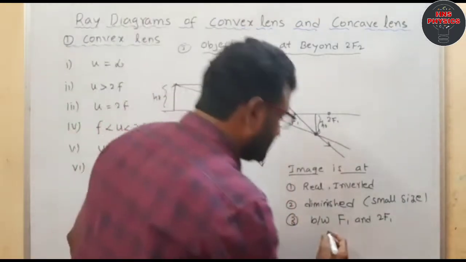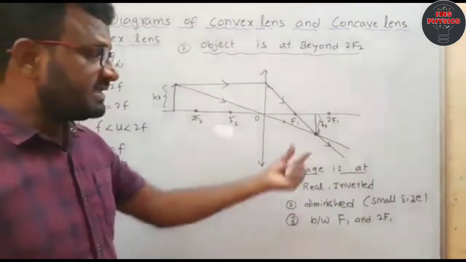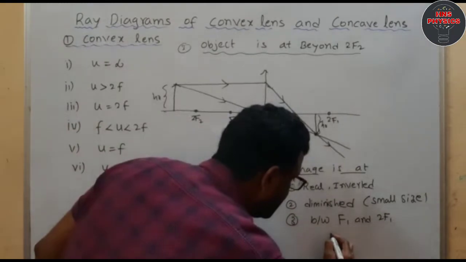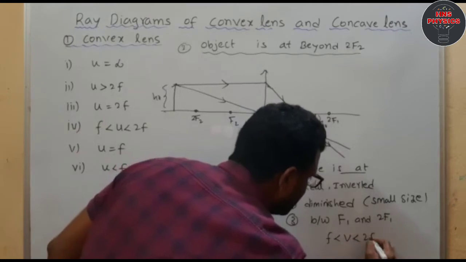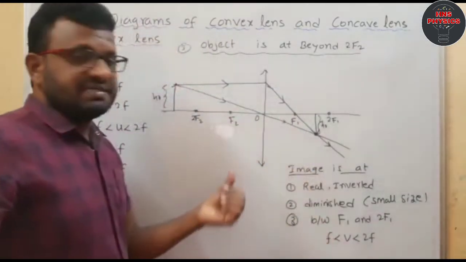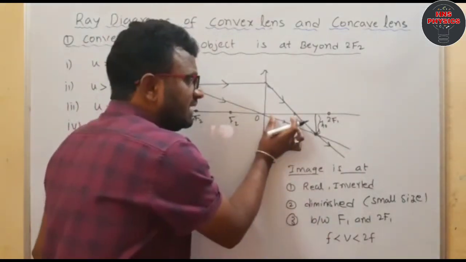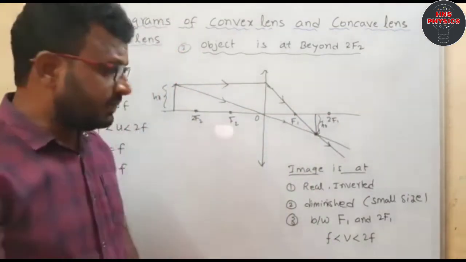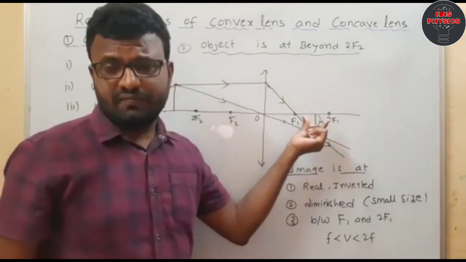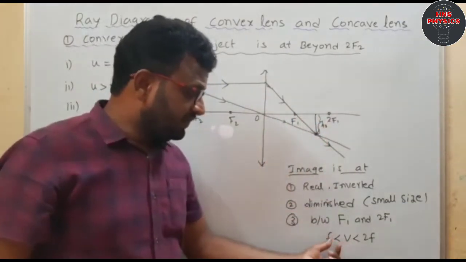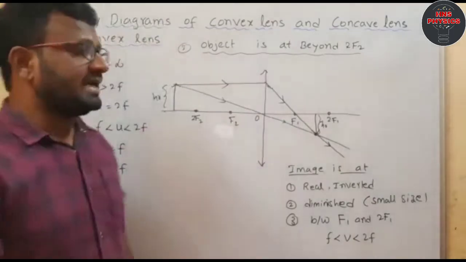And what about your image distance? The image distance is f less than v and v less than 2f. That means the image distance is greater than the focal length and less than the double focal length. So that is f less than v and v less than 2f. So this is about the second one.